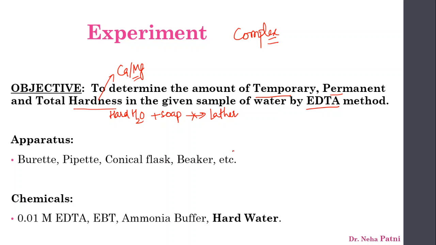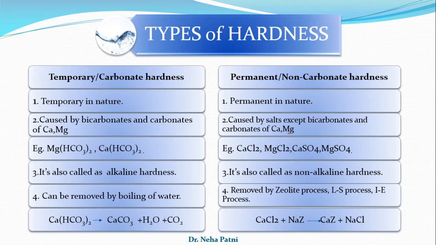So how many calcium and magnesium ions are present in it, and that too in the categories of temporary and permanent hardness. By temporary we mean that the hardness is temporary in nature, because it is due to bicarbonates and carbonates of calcium and magnesium, and since they are very unstable they can be easily removed by boiling. You can simply heat the water and get them converted into their respective precipitates.